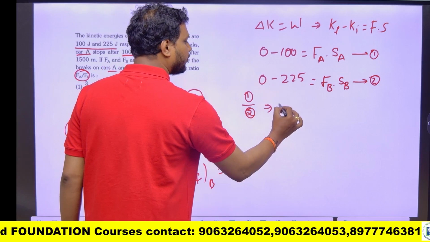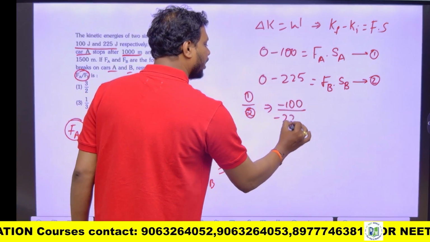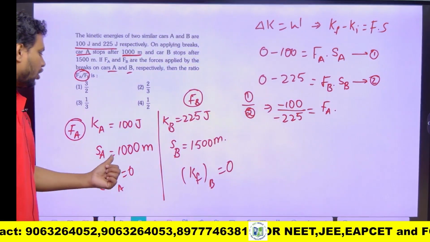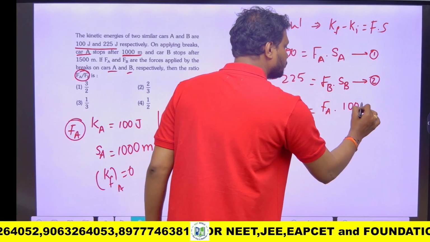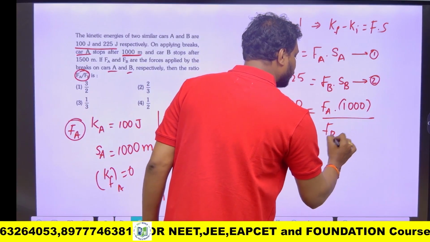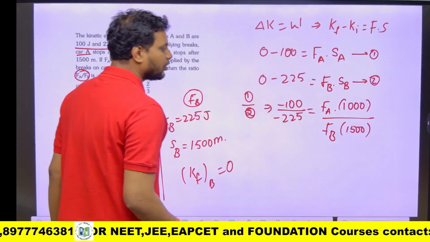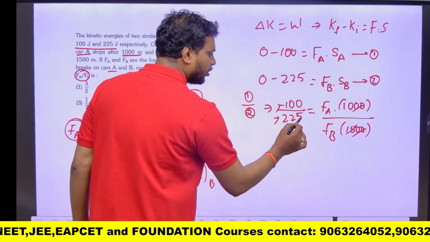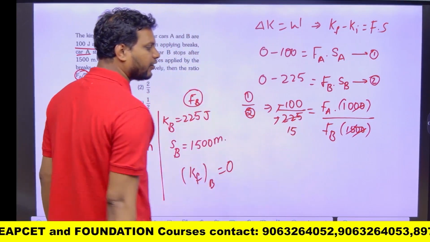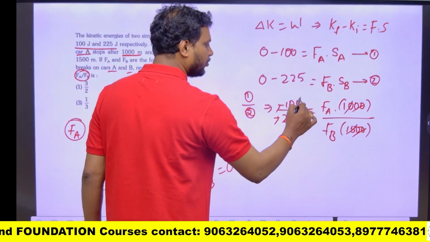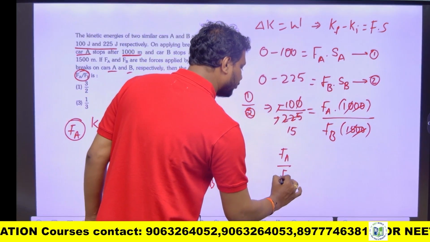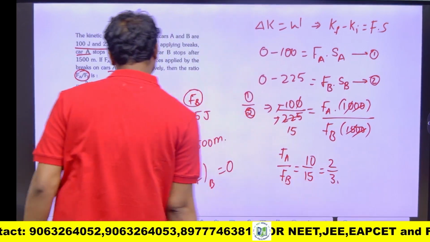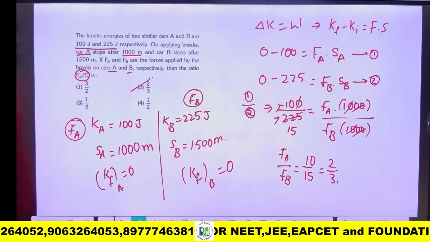Then you get minus 100 divided by minus 225 is equal to FA into displacement of car A, which is 1000, divided by FB into displacement of car B, which is 1500. Cancel minus and minus, and the 2 zeros and 2 zeros will cancel. 15 ones are 15, 15 fifteens are 225, and you can cancel 1 zero and 1 zero here. Then FA by FB is equal to 10 by 15, which is equal to 2 by 3. That is the answer, so option 2 is correct.